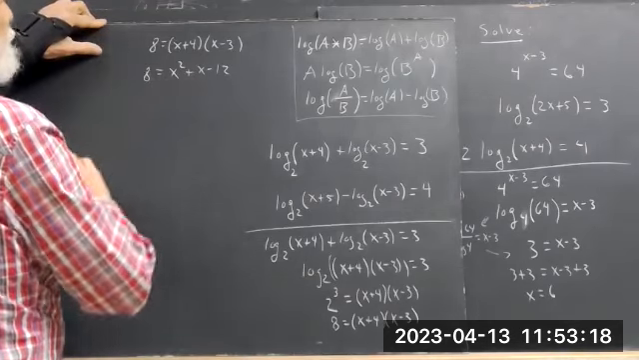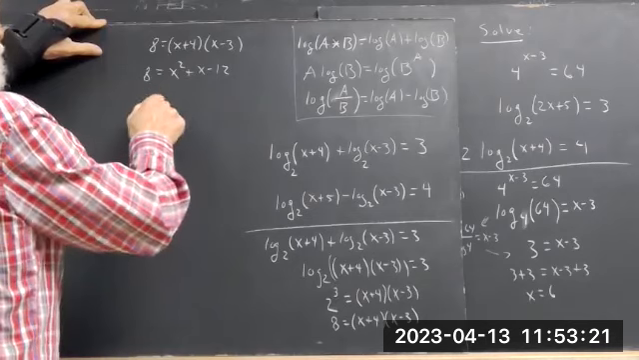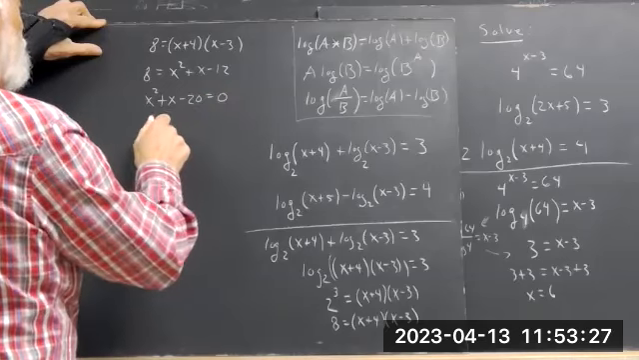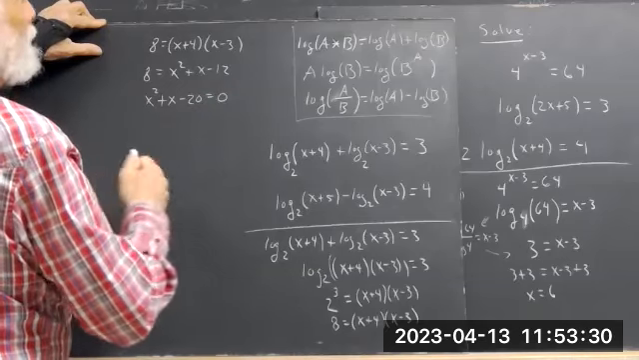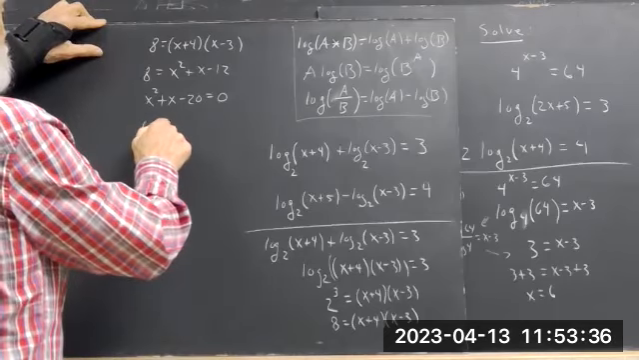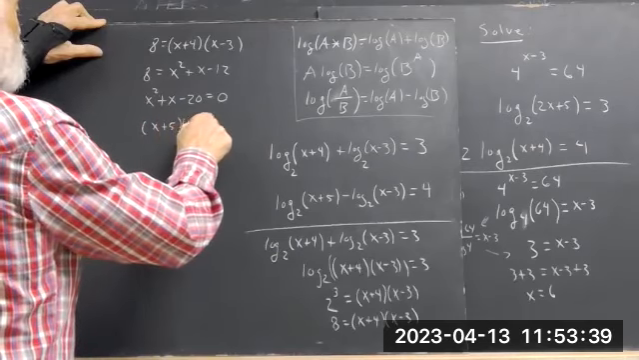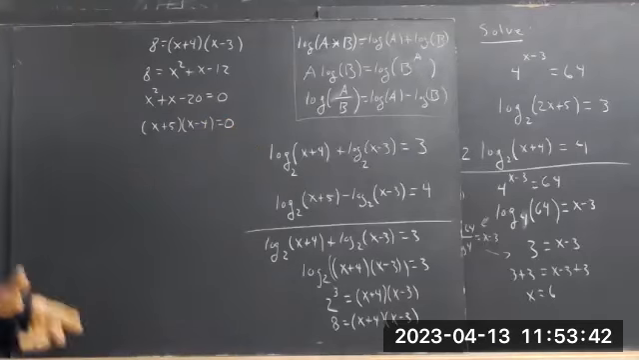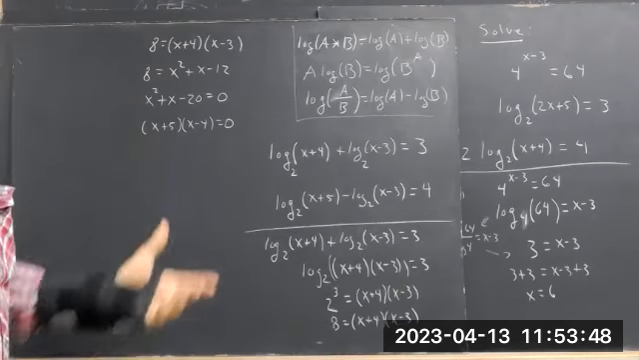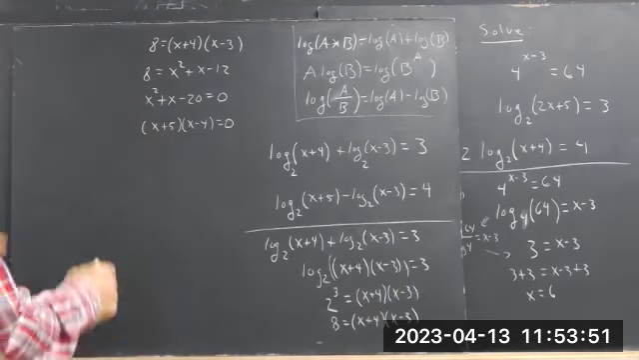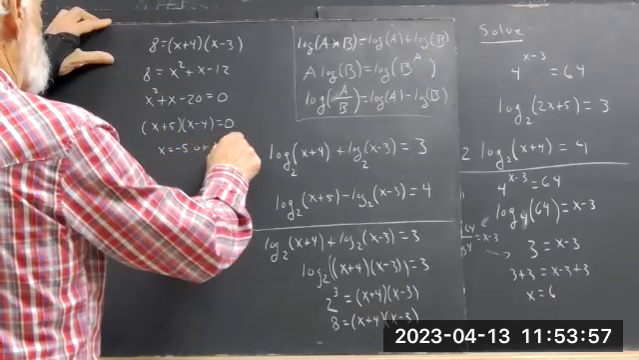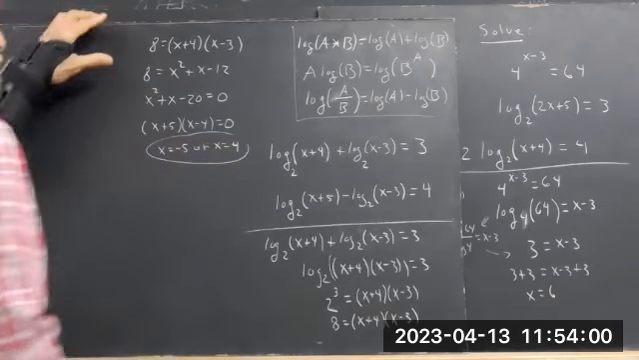Okay, so we have this equation. This is a quadratic equation. We put this into the form x squared plus x minus 20 equals 0, and use the quadratic formula or factor. Turns out, I think this one could factor. It is x plus 5 times x minus 4 equals 0. So x equals -5 or x equals 4.